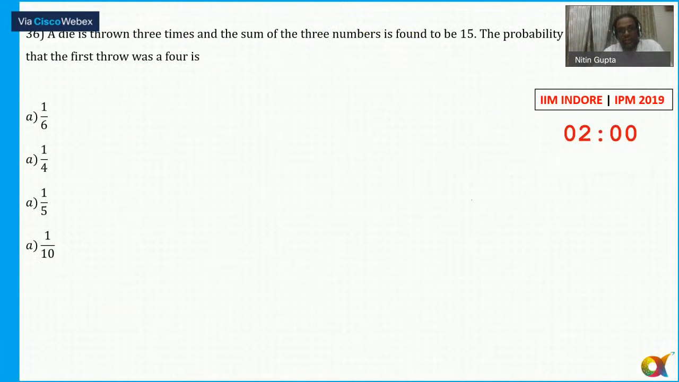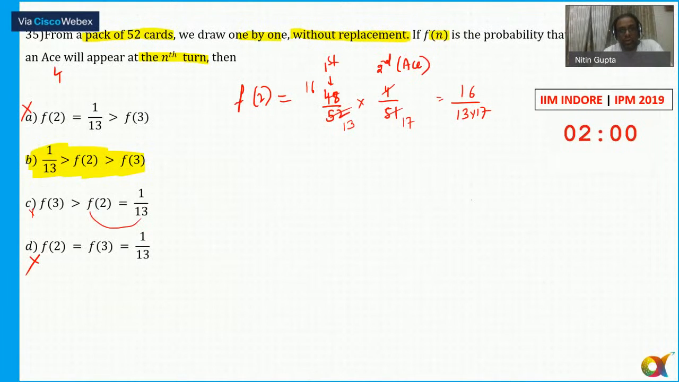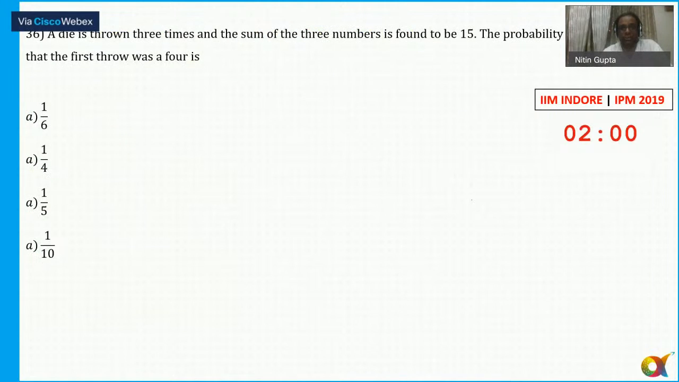Question 36. Again, based on probability. A very wonderful question. We have discussed such type of question in the class. Like I told you last time when I was doing this paper, I didn't find even a single question which involved anything new which we have not done in the past. So your time starts now. Please start.